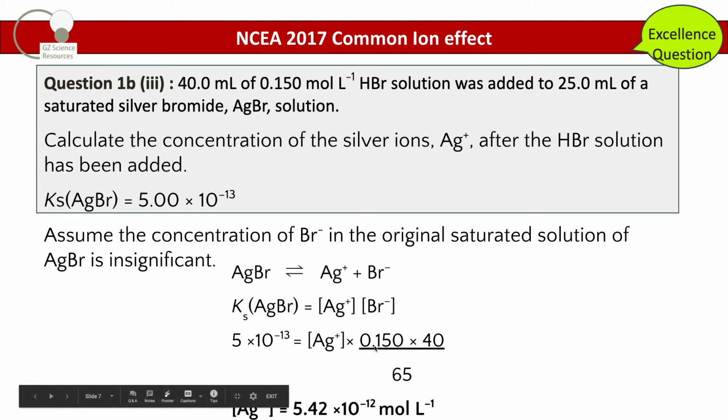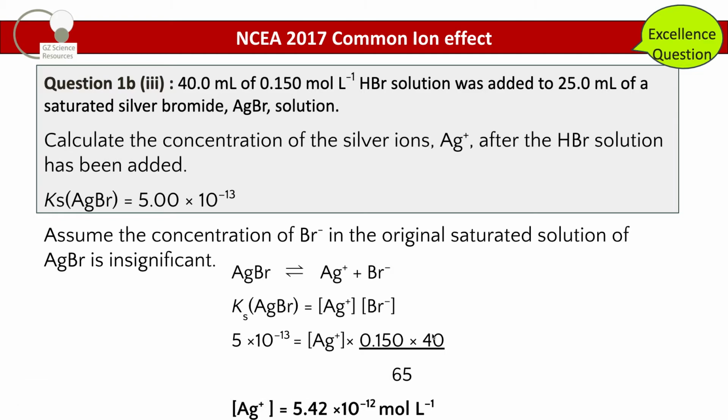Right, so C times V gives us n, the number of moles of bromide in the first solution before we mixed it with something else, right? The HBr solution.